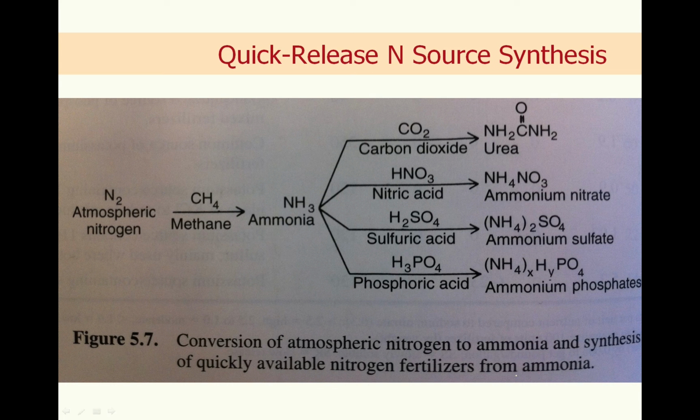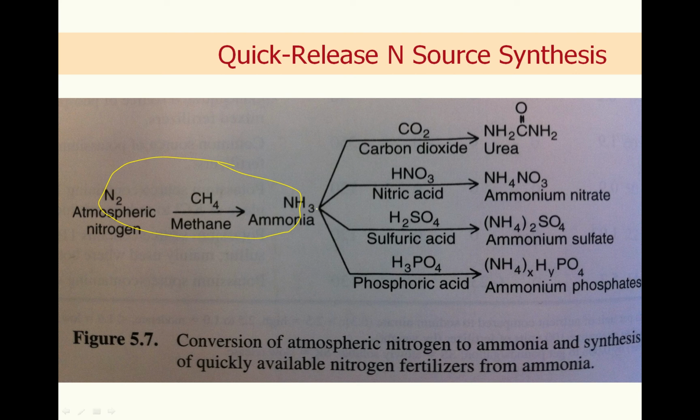This is from the text, figure 5.7 from Christians' book. Just wanted to show you the process that's used to make some of these synthetic products. So this conversion here, taking atmospheric nitrogen, there's nitrogen in the atmosphere that can be used to make ammonia, and that step is critical. Until this step was developed, we really didn't have good fertilizer products. All that could be used was natural organics, such as manure. This process is called the Haber-Bosch process, and it was very critical to the development of fertilizer products.